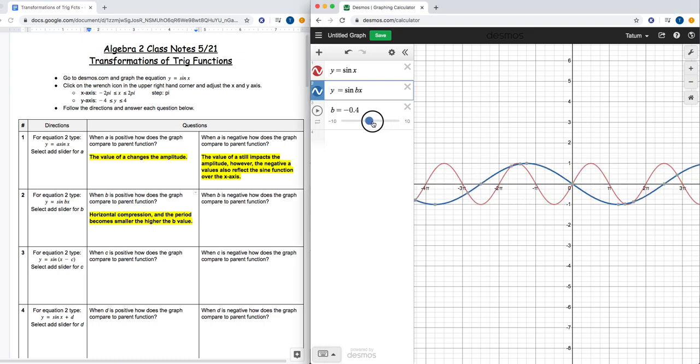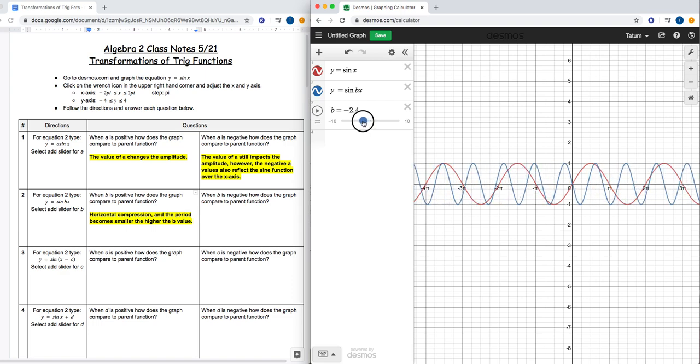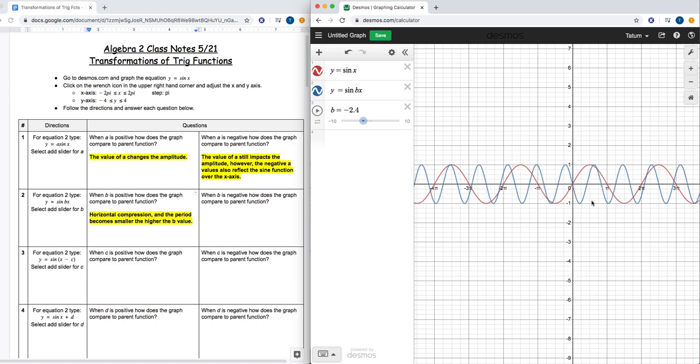So let's look at B equals -1. All B equals -1 did, the period is still 0 to 2 pi, but we've reflected over the x-axis. Then if you do -2, we still have that horizontal compression, but we've also flipped over the x-axis, or reflected over the x-axis.